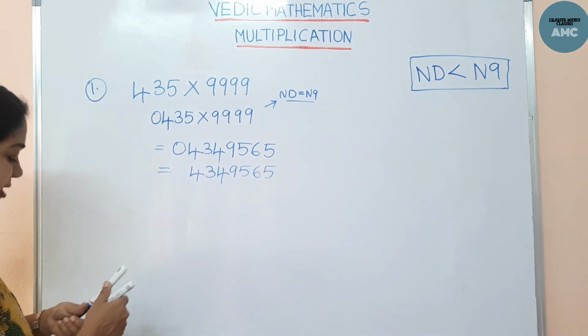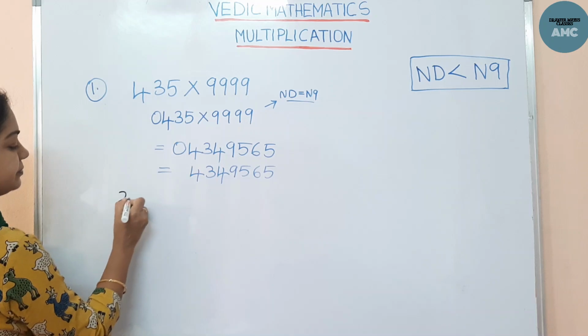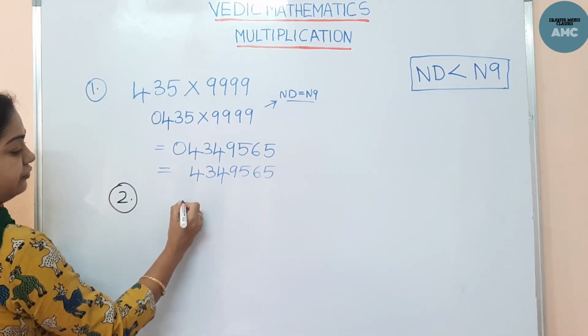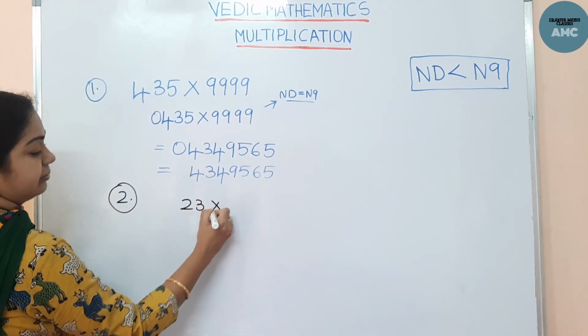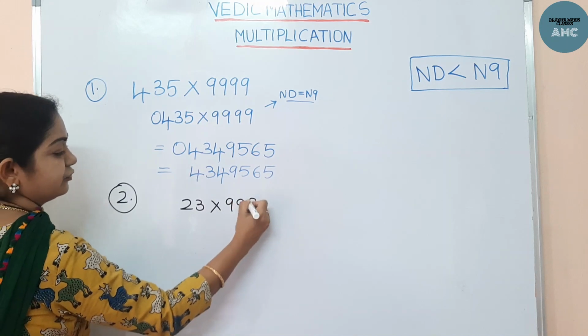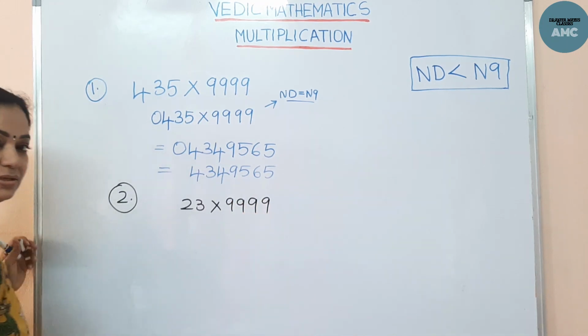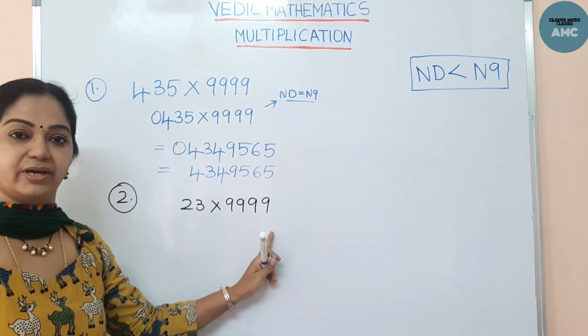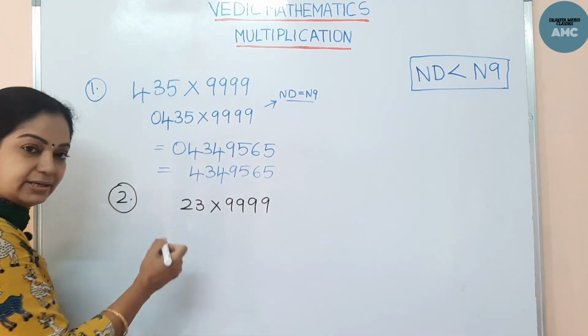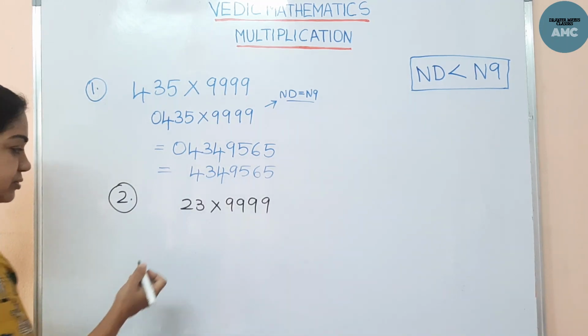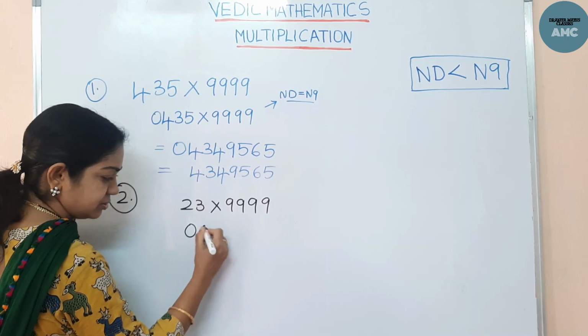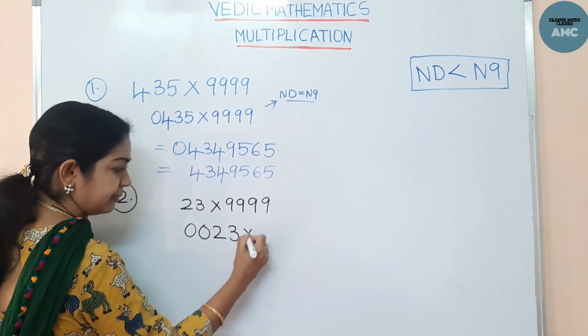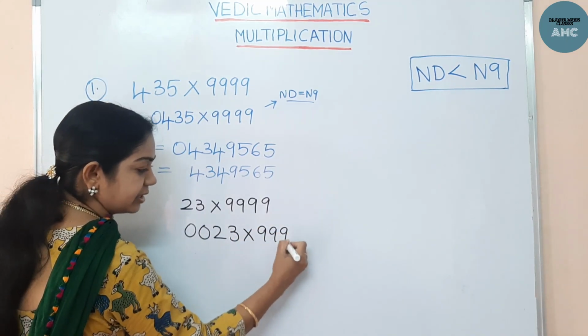Okay. Now let's take another example here. Now if it is 23 multiplied by 4 9s, let me suppose. So the number of digits is less than the number of 9s. Now here, how many zeros do I need to add? I need to add 2 zeros. So the number doesn't change. 2 zeros, then 23 multiplied by 4 9s, right?